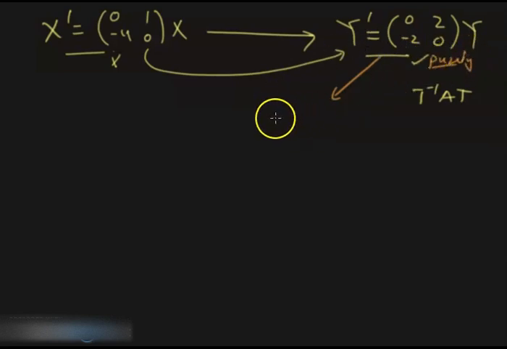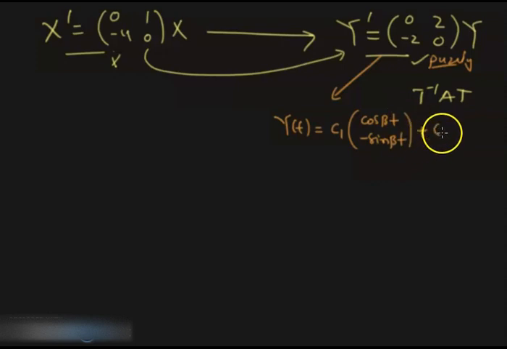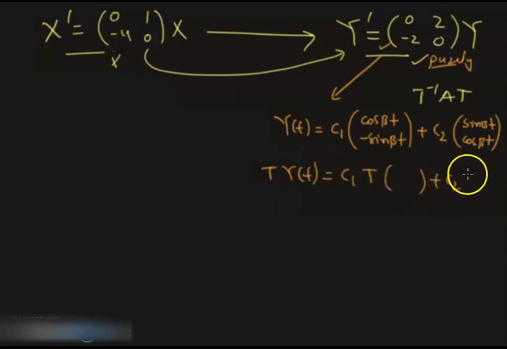The solution should look like y of t equal to c1 times (cos beta t, minus sin beta t) plus c2 times (sin beta t, cos beta t). In fact, this y of t is the solution to this system. If you multiply our transformation T to this, c1 T multiplying this and c2 T multiplying this, then this will be the solution x of t, which will be the solution to the original system.